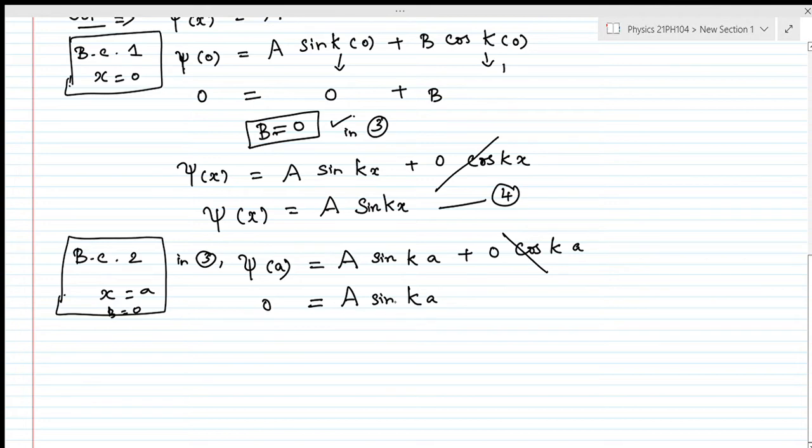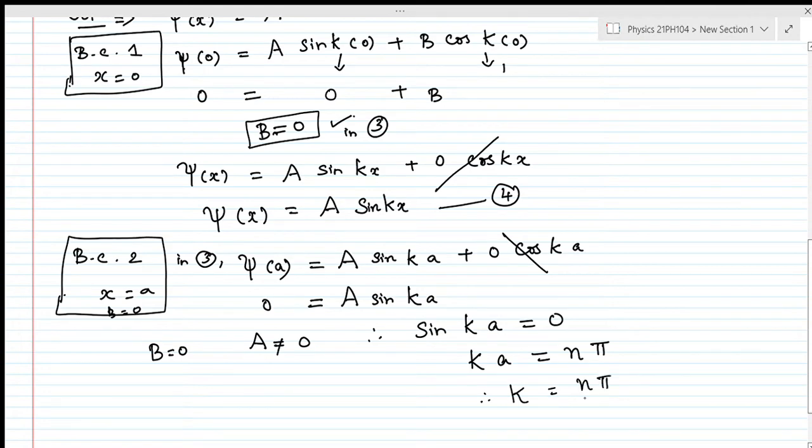Now we are looking into these two, A and sin ka. The product of these two becomes 0. Already one arbitrary constant, B, is 0, so we cannot take A, the other arbitrary constant, as 0. But the product A sin ka is 0. Therefore, sin ka must be taken as 0. Whenever the value of ka is equal to n pi, then only sin ka becomes 0. Therefore, k is equal to n pi by a. Let this be equation number 5.